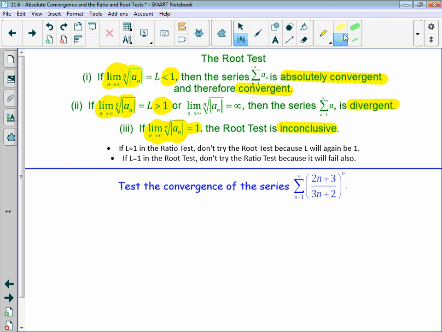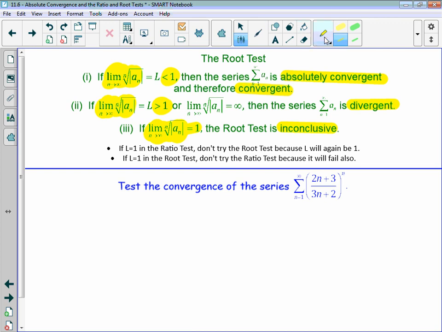Okay, now here's something to note for yourself. If you do the root test and it equals 1, so that means it's inconclusive, don't try the ratio test because it's also going to equal 1 and be inconclusive. So if you try one of these tests and it doesn't work, don't try the other test. That's what it says under here. If L equals 1 in the ratio test, don't try the root test because it's going to be 1. Same idea the other way. So if you try one of these tests and it doesn't work, move to a different test.